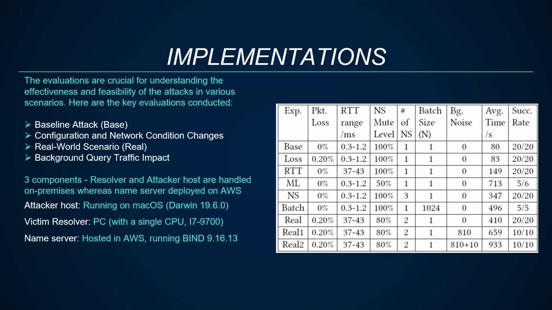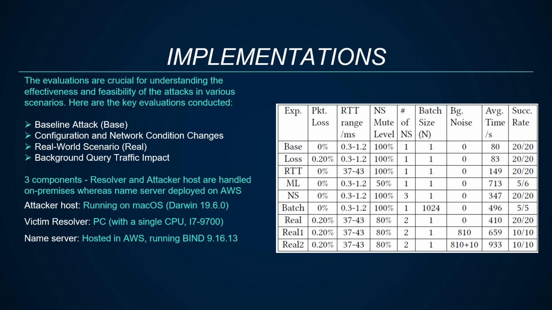Evaluation. We tested the fragment needed attack's effectiveness in cache poisoning across various server configurations, network conditions, and background query traffic levels. The attack involved an attacker host, a MacBook, a victim resolver PC running BIND on Ubuntu, and a name server on AWS. Nine groups of experiments were conducted, starting with an ideal baseline attack and progressively introducing different configurations and network conditions.